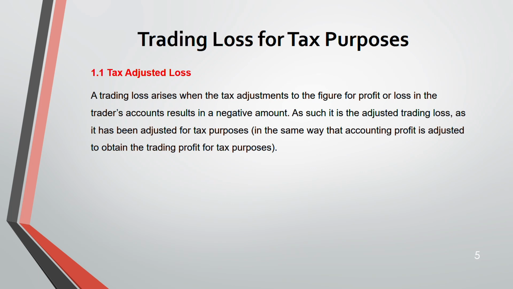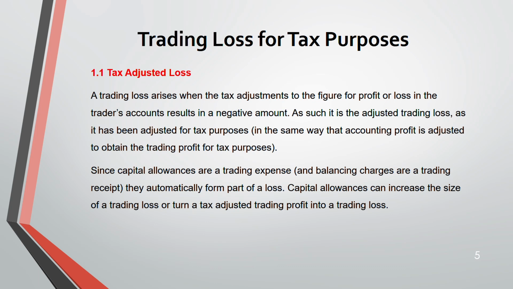Why? Because you have adjusted it for tax purposes, the same way you adjust the accounting profit to get your trading profit for tax purposes. Since capital allowance, by the way, was the topic of my previous lecture, lecture 7, I have covered the entire capital allowance: how it is calculated, the different types of allowances, when it is eligible, when it is not eligible, everything has been covered. So make sure that you watch my previous lecture, lecture 7, to know capital allowance in detail.